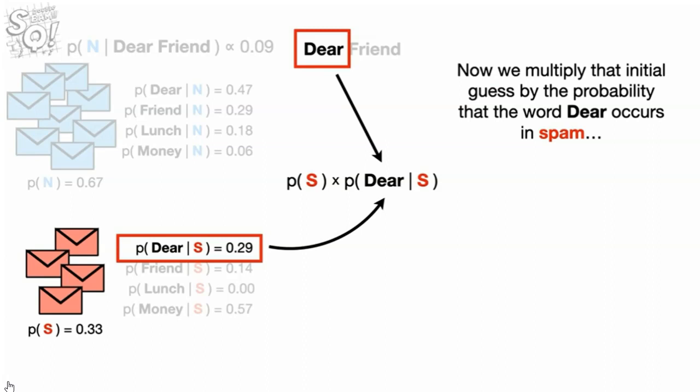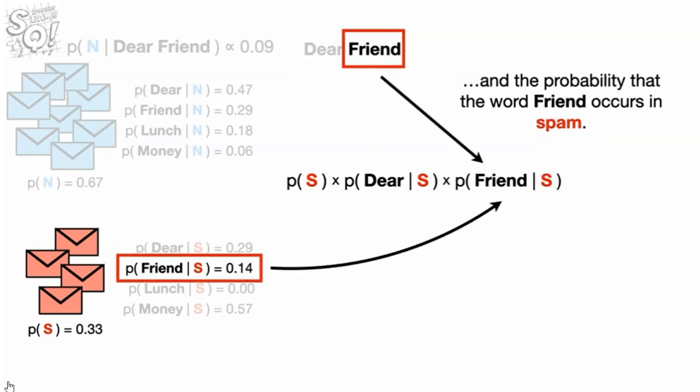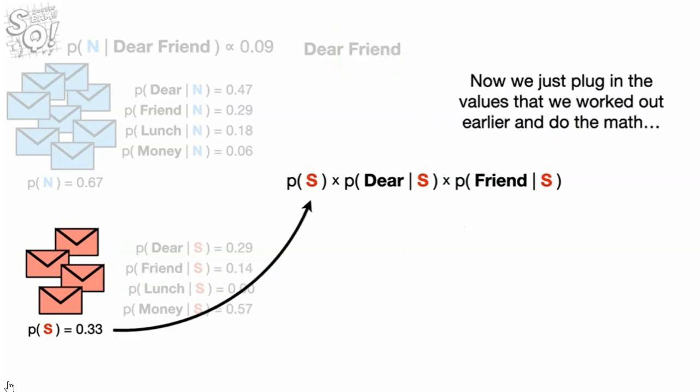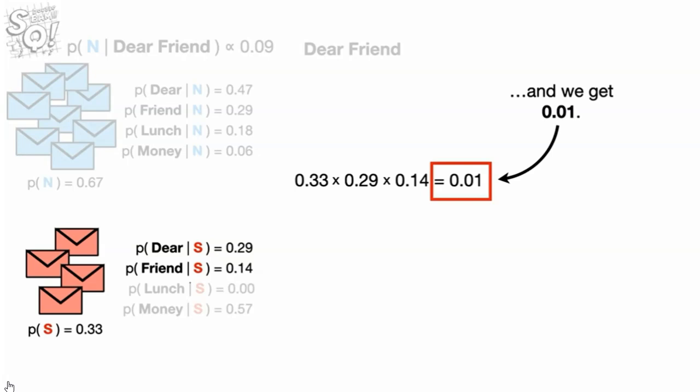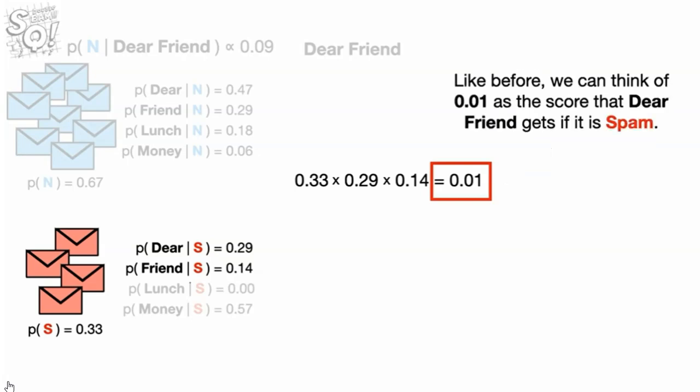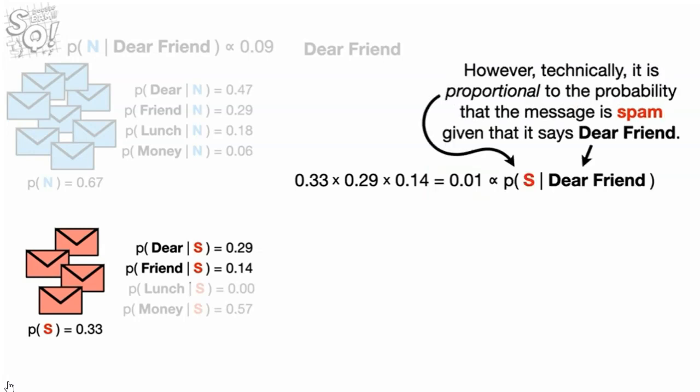Now we multiply that initial guess by the probability that the word dear occurs in spam, and the probability that the word friend occurs in spam. Now we just plug in the values that we worked out earlier and do the math. Bip, boop, bip, boop, bip, and we get 0.01. Like before, we can think of 0.01 as the score that dear friend gets if it is spam. However, technically, it is proportional to the probability that the message is spam given that it says dear friend.